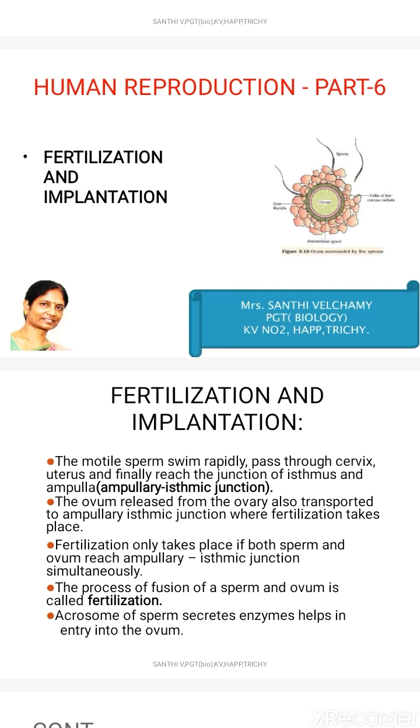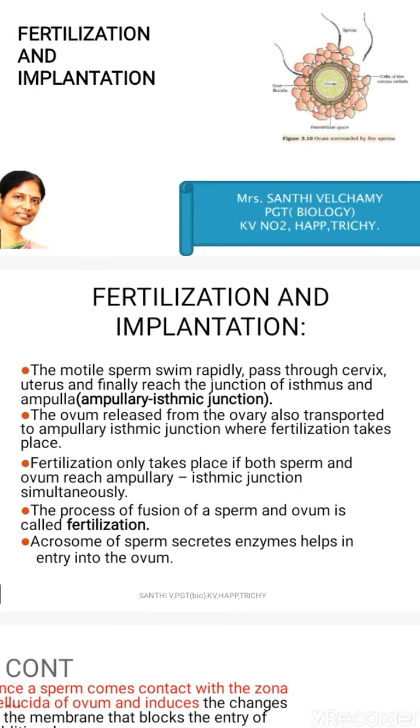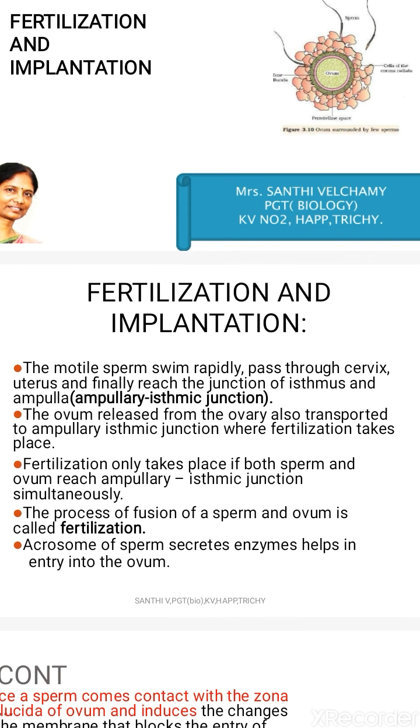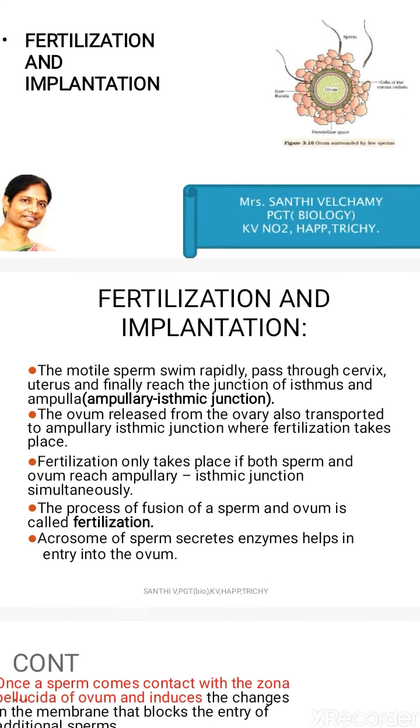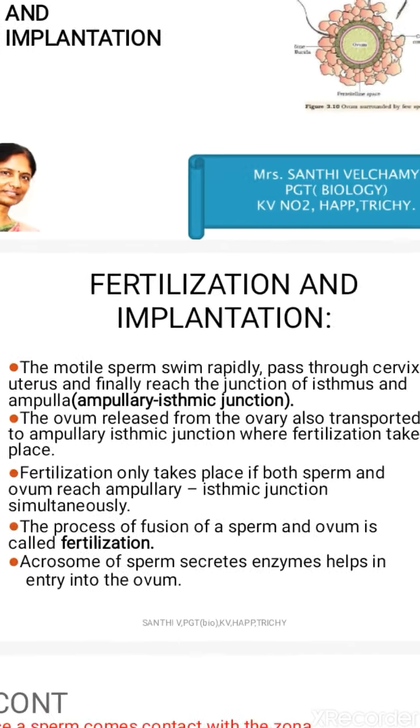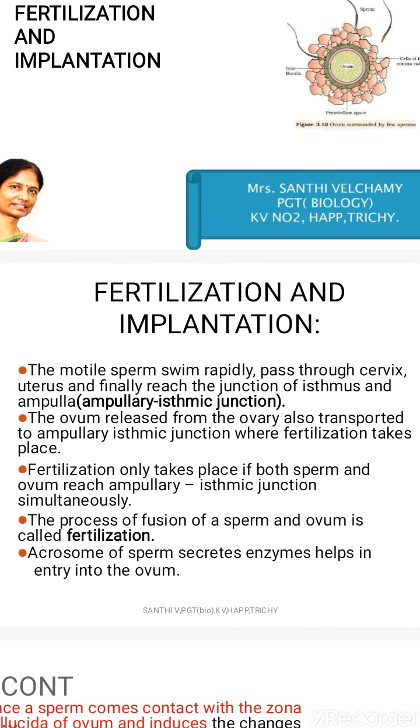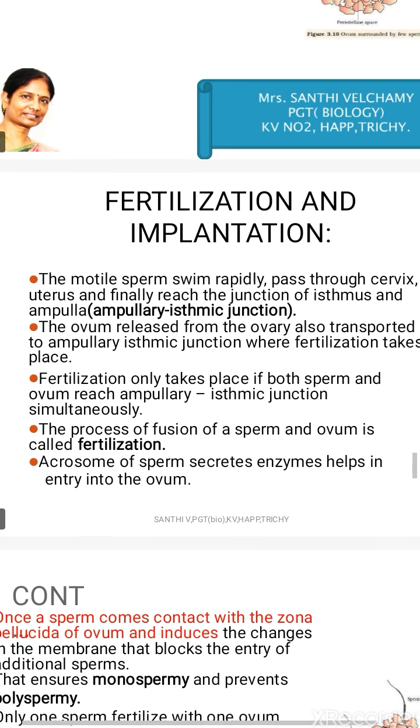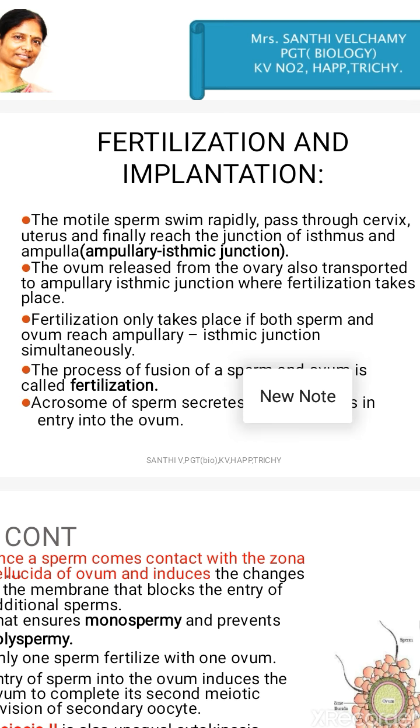Here the ovum released from the ovary is transported to the ampullary isthmic junction of the fallopian tube. So here in the ampullary isthmic junction the fertilization occurs. The sperm also move up to here. Then later after fertilization, it will start to undergo cleavage.